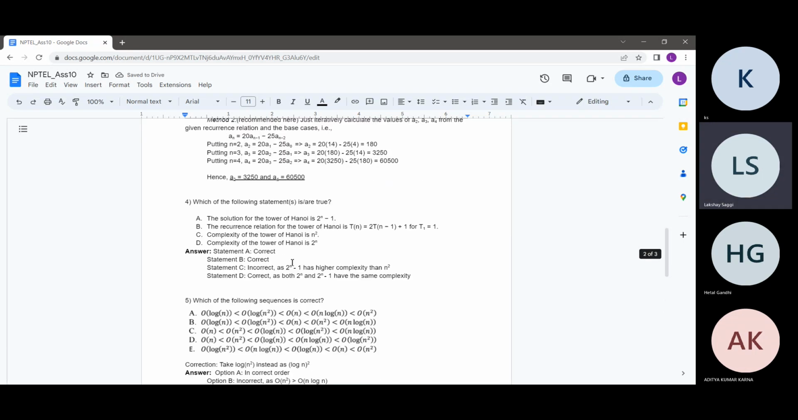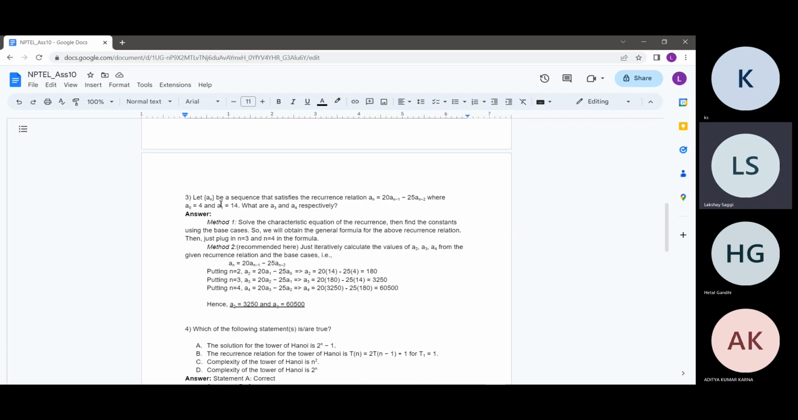You must remember, let's come to a previous question again. Here in the third question, there was a recursion relation given and we had to find the third and fourth terms. For this, we mentioned two methods. Method one was solving the characteristic equation and obtaining the general formula, and then plugging in values n equals 3 and n equals 4.